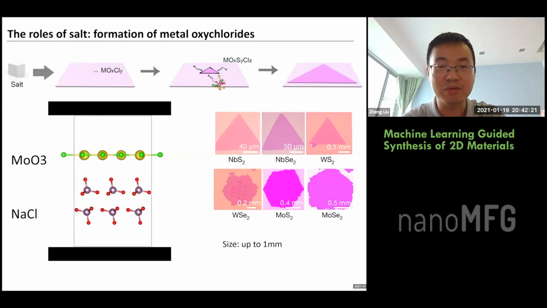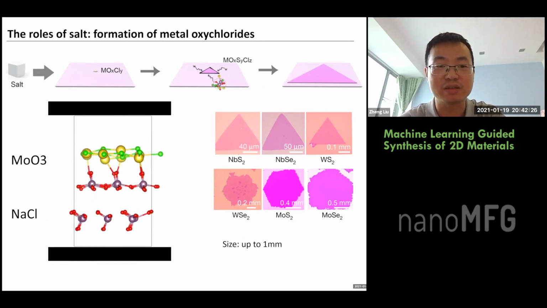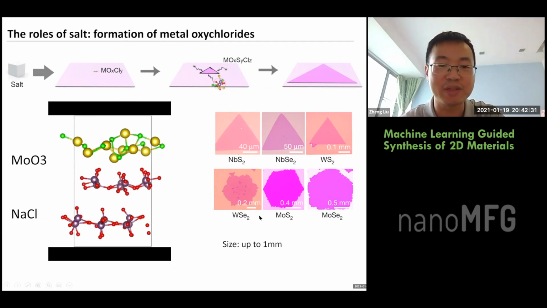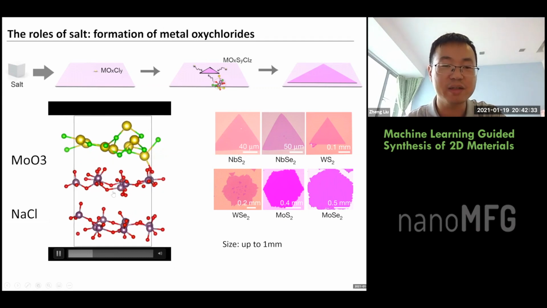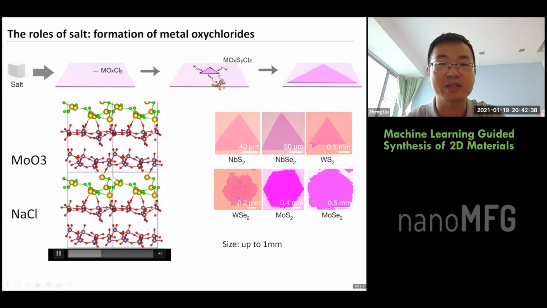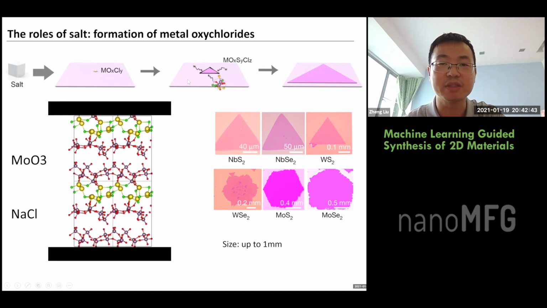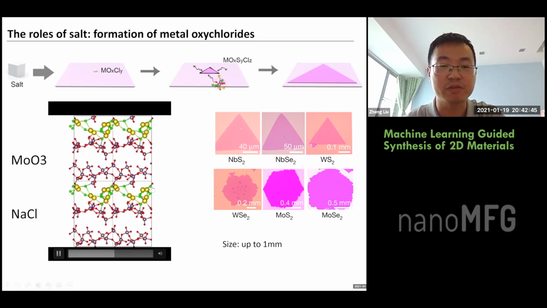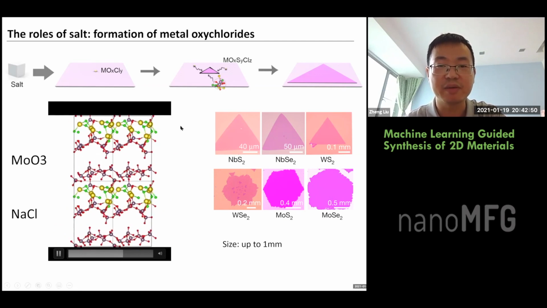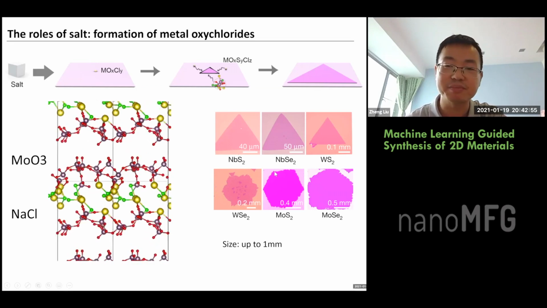So next, we wanted to figure out what the role of the metal salt is. By working with Boris, who did a really excellent job on this, they found that there is an intermediate phase during the reaction, which we call the metal oxychloride. This compound can be formed during the reaction, and it's highly active, so that some of the materials we can produce at a large scale.